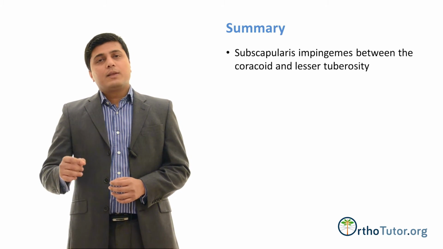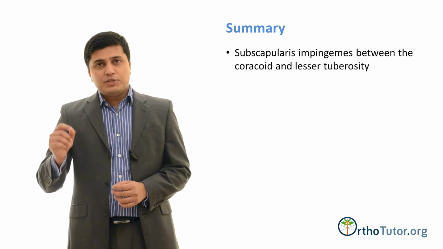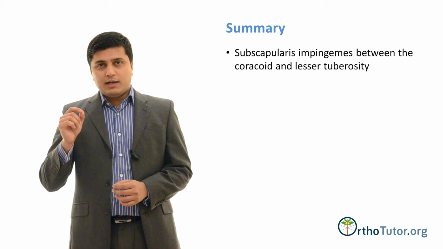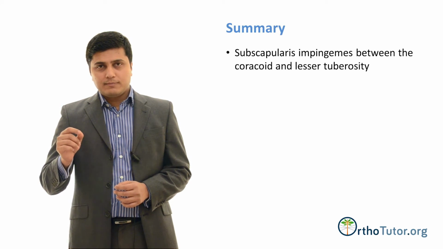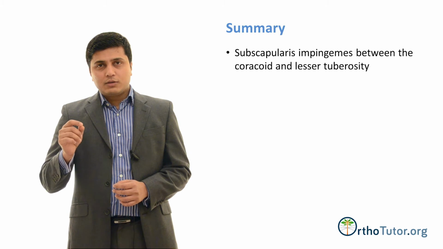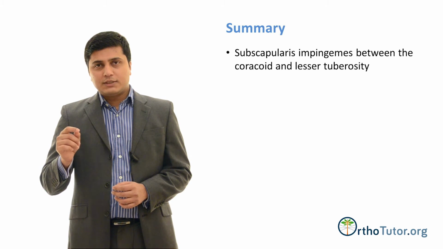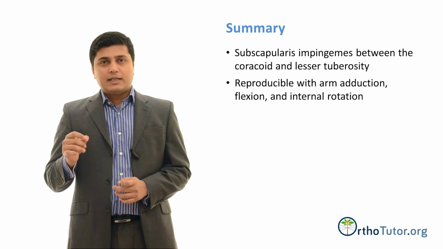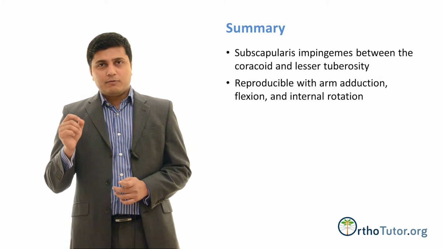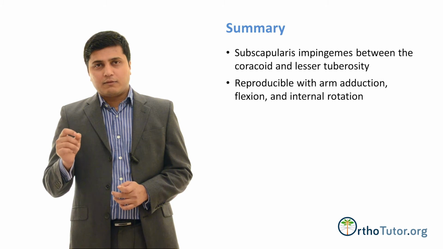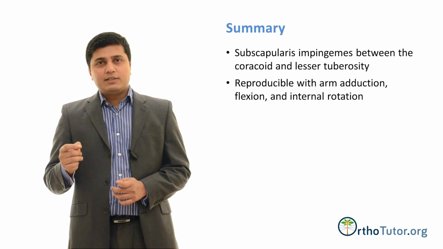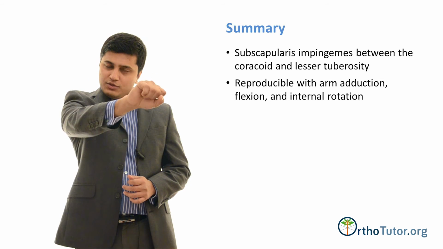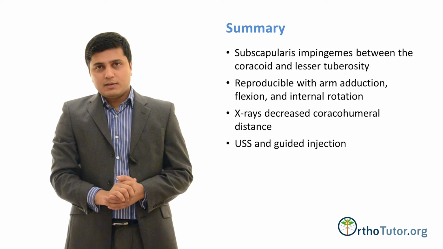So in summary, subcoracoid impingement is impingement of the subscapularis tendon between the coracoid and the lesser tuberosity of the humerus. Having a long coracoid process is a predisposing factor for development of this problem. Patients often complain of pain in the anterior aspect of the shoulder. Pain is provoked by a position of flexion, adduction and internal rotation of the shoulder.